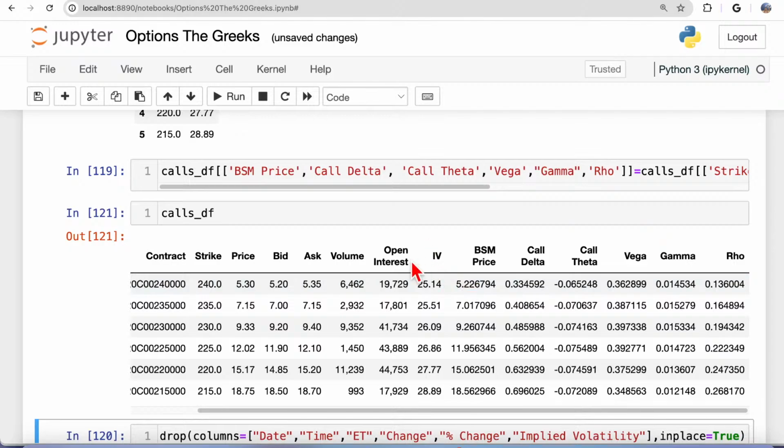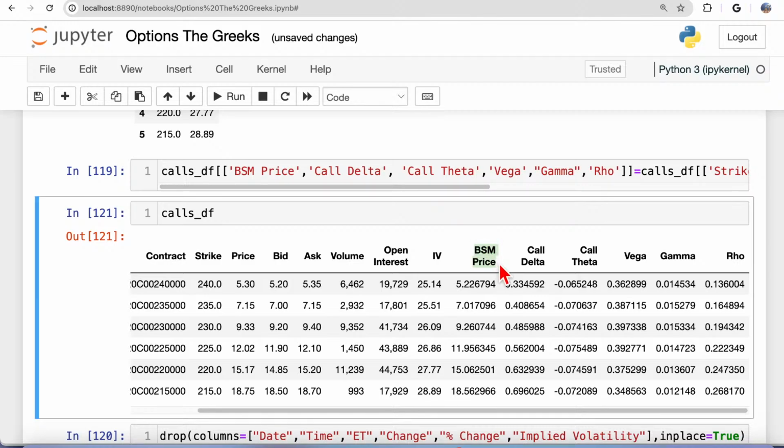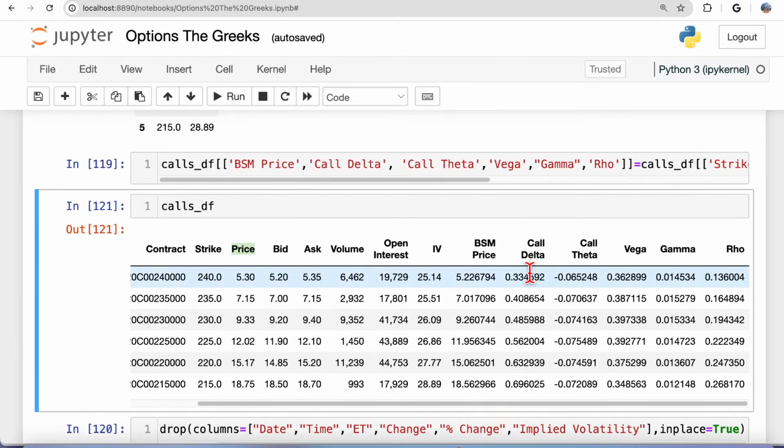However, I created new columns such as my fair price. So this price is the market price, and this is my fair price calculated with Black and Scholes. Also, I have calculated delta, theta, vega, gamma, rho. All right, so let me explain what these Greek letters mean and why they're so important. Let's start with the delta.